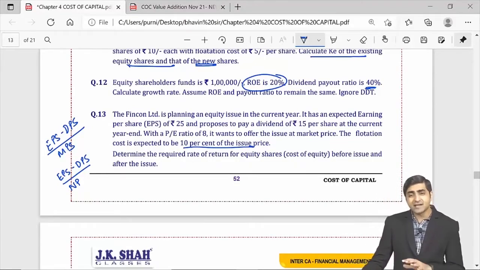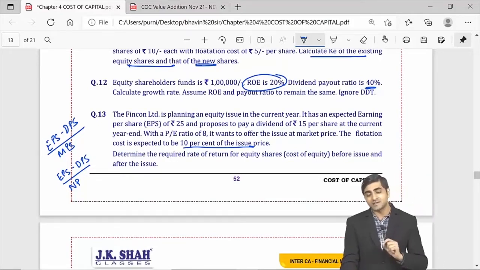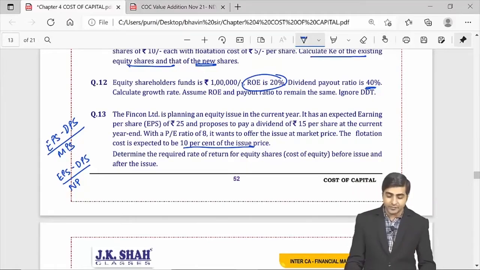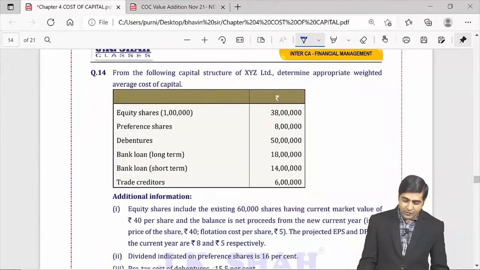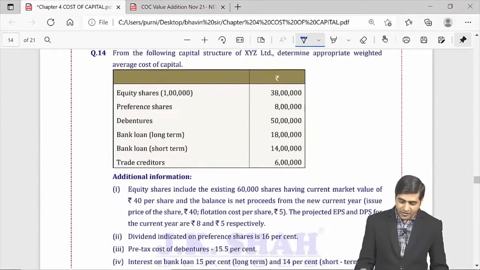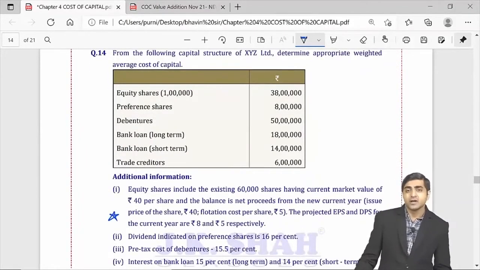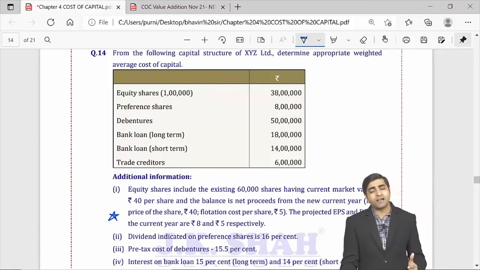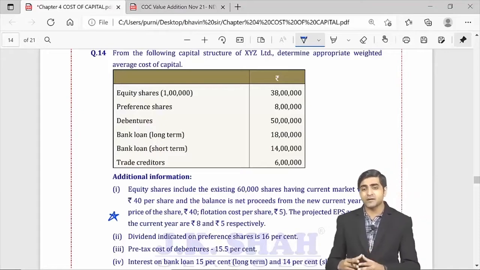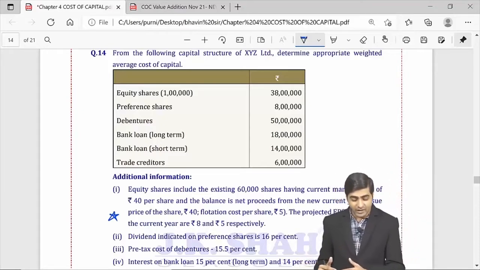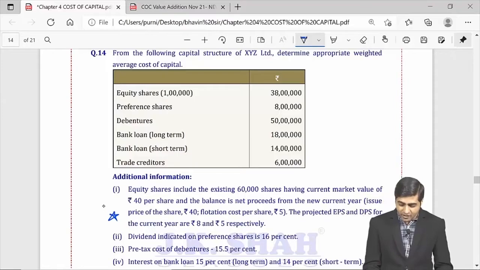So guys, this is regarding your calculation of growth rate on the basis of EPS minus DPS upon market price or upon net proceeds. Now, my dear students, question number 14, this question has one important thing, that is how do you calculate your KE part. So here also, as we have just now revised, how can we calculate your growth rate when your EPS, DPS and market price, or EPS, DPS and net proceeds are available. So the same thing will be applied here for the purpose of calculation of your growth rate. So this is something which you have to understand.